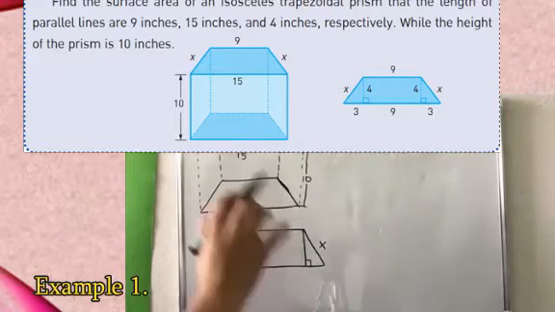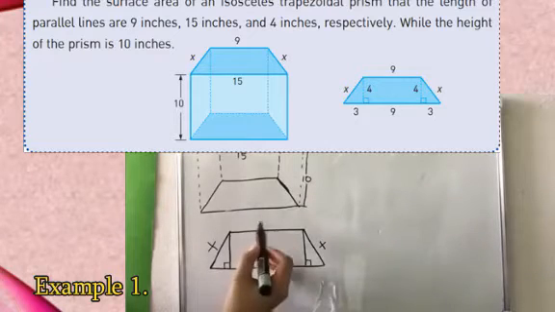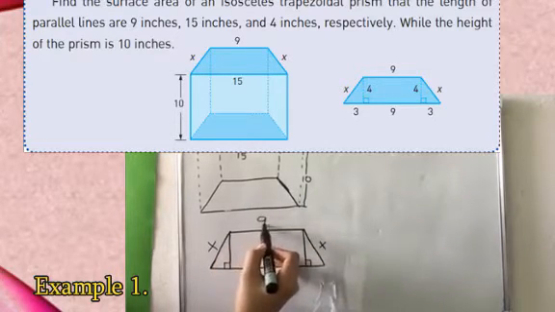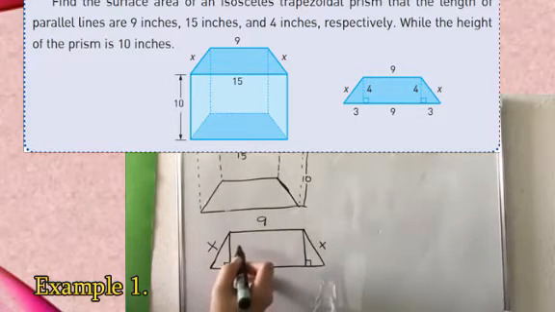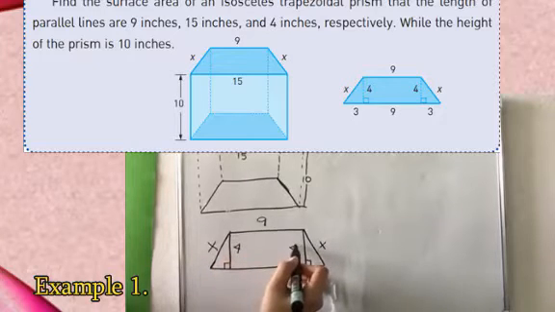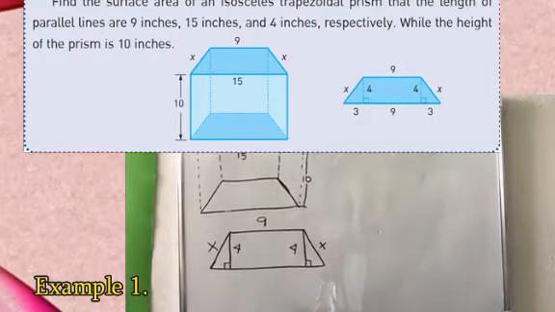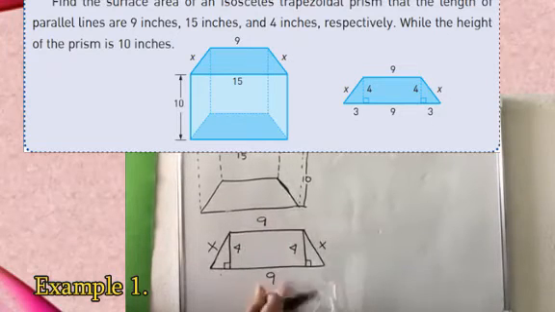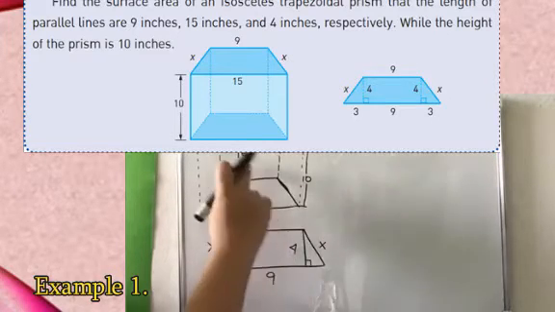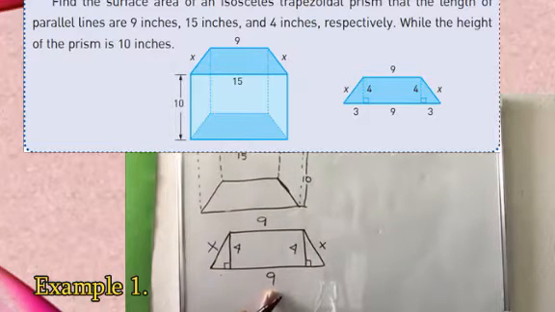Now, this is 15. We are given that the parallel side is 9 inches and the height is 4, and this is also 9 because that is a parallelogram. So 9 and 9, then we have these two equal sides. 15 minus 9 is equal to 6, and we divide that by 2, so we have 3, and the other one is 3.